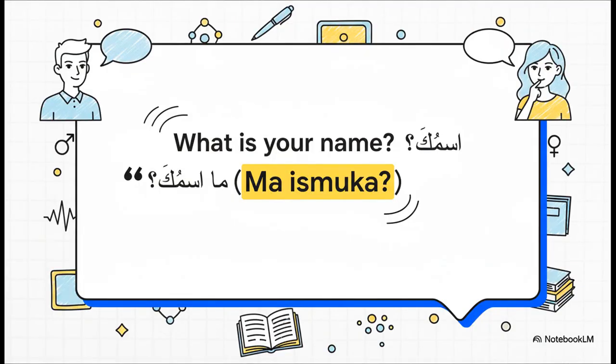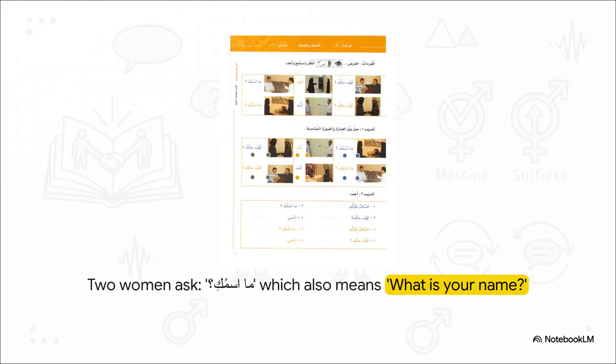Listen really closely to the end of that phrase, ma ismuka. That ka sound at the end, that is the most important part right now. It's the little grammatical marker we really need to pay attention to. Okay, now the lesson switches it up. We see two women talking. The Arabic script looks almost identical, but there's a really subtle yet critical change. Let's see what it is.